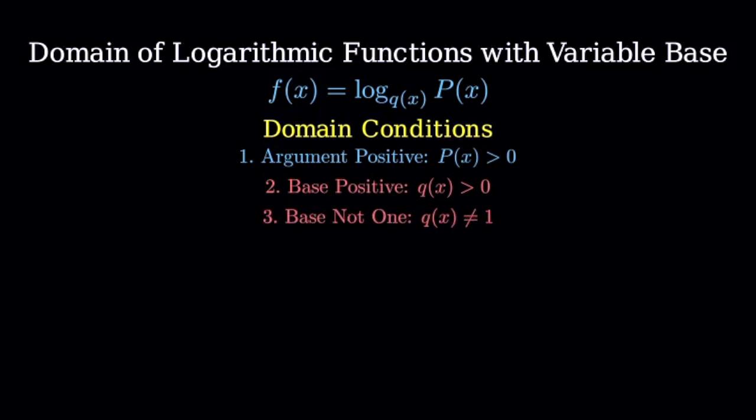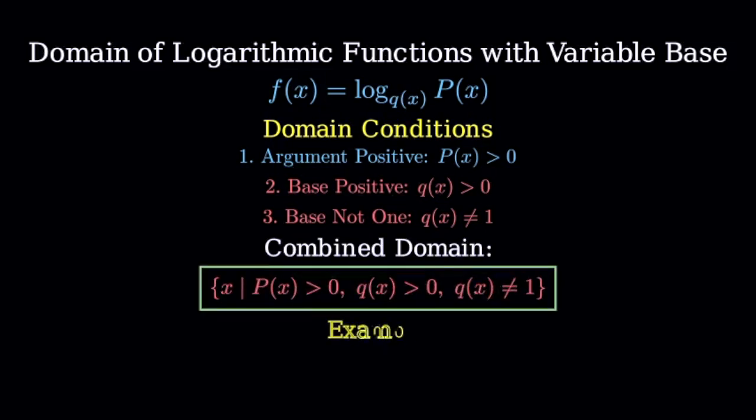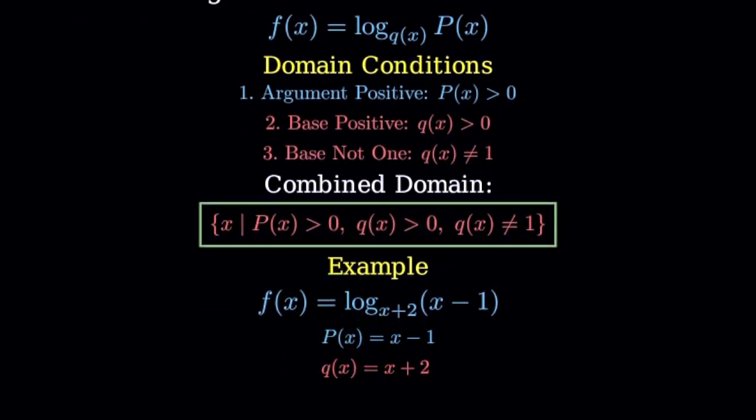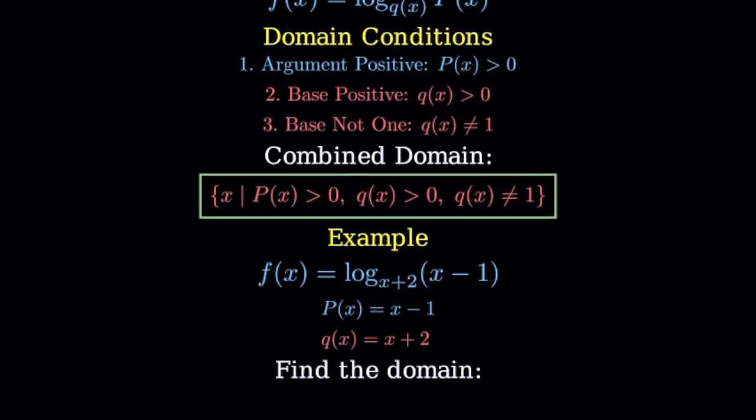Therefore, the domain of our function f of x is the set of all x values that satisfy all three of these conditions simultaneously. Let's work through an example to see how this works. Suppose we want to find the domain of the function f of x equals the logarithm base x plus 2 of x minus 1. Now, we apply our three conditions.